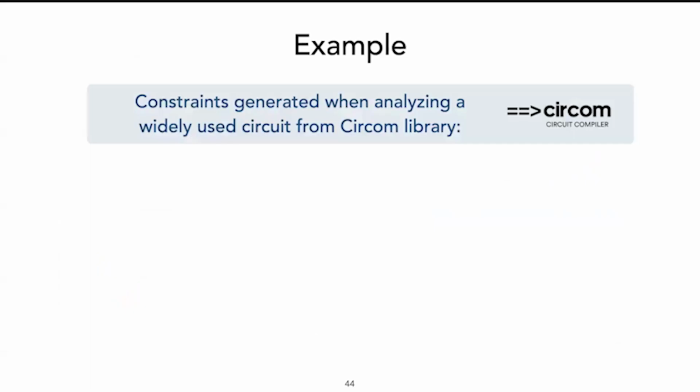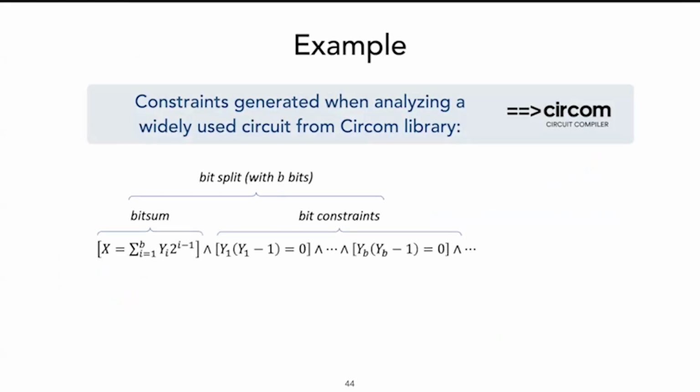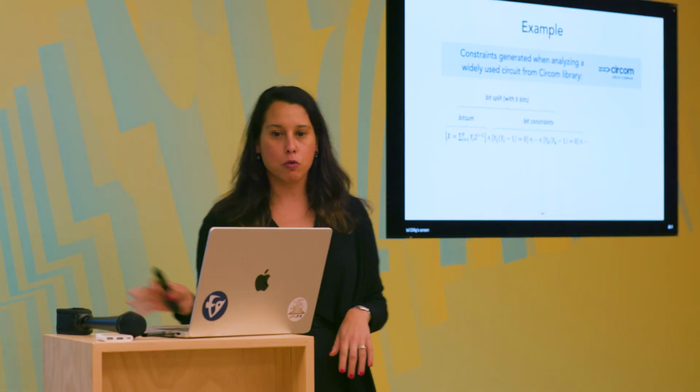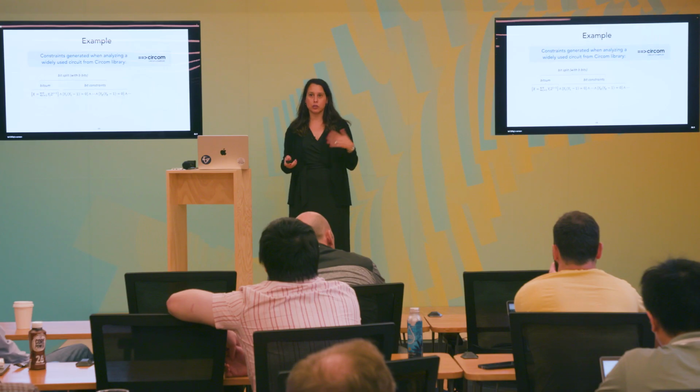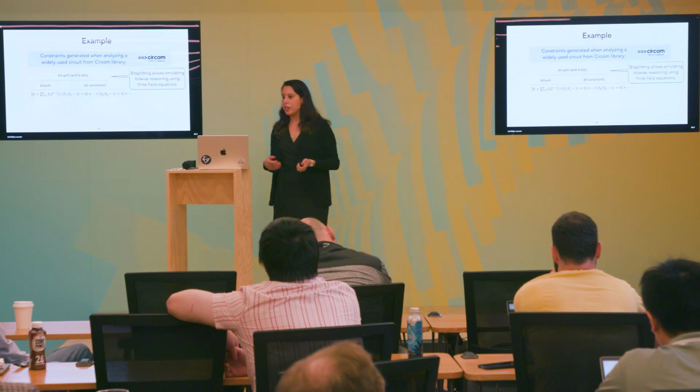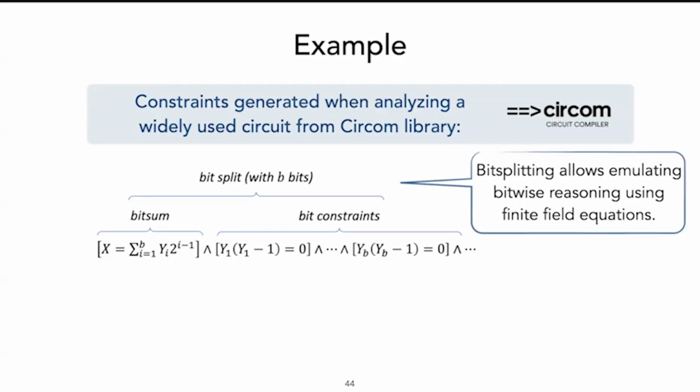And to give you intuition about what I mean, here is the constraint that we generate. In fact, it's very similar to the circuit that we looked at earlier, so you might have déjà vu to that second example I was showing you. As you can see here, we have a bunch of bit constraints that say yi is either 0 or 1, and we have what I call bit sum constraints that say some variable can be written as the summation of yi times 2 to the power of i. Essentially, you're doing bit splitting in order to emulate bitwise reasoning using finite field equations.